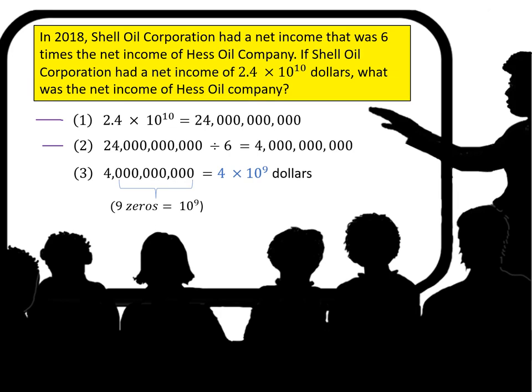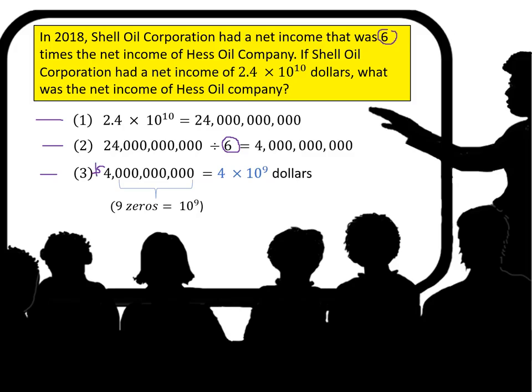Step 2. So there you have your 24 billion, and you divide it by 6. That equals 4 billion. Why divide by 6? You're dividing by 6 because you know that it is 6 times more than Hess Oil Company. Step 3. So now you have your 4 billion, and you say 4 billion is 4 times 10 to the 9th dollars. So either way, it's $4 billion.